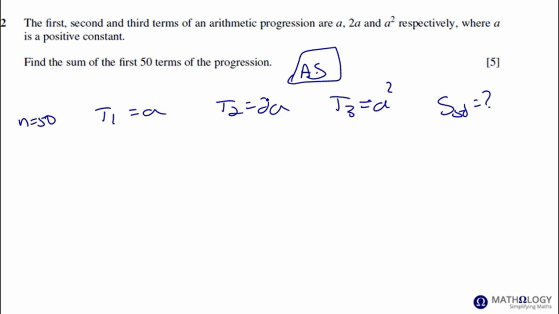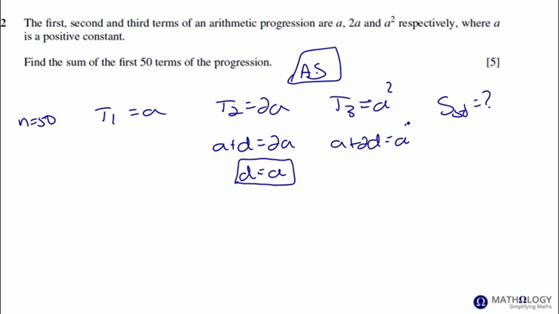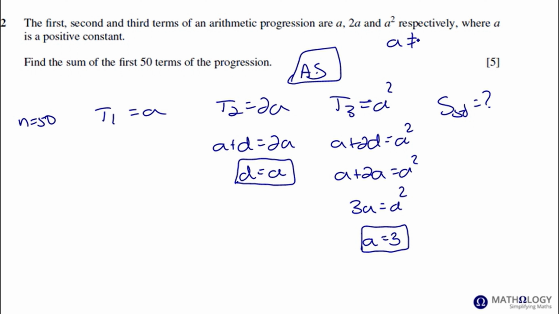The second term of an arithmetic progression is a plus d, so a plus d equals 2a, and therefore d equals a. The third term is a plus 2d, and that equals a squared. Since d equals a, a plus 2a equals a squared. 3a equals a squared. Divide both sides by a, and a equals 3. We can divide both sides by a because we know that a is not 0.